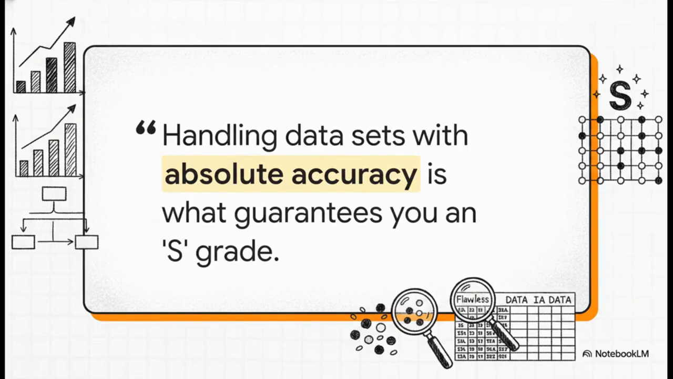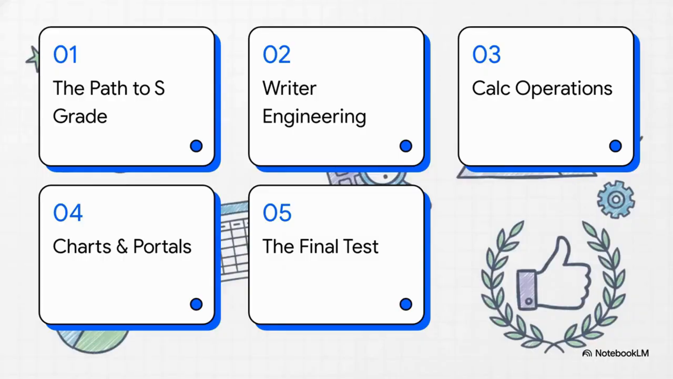Okay, let's dive right into this. Handling data sets with absolute accuracy is what guarantees you an S grade. That mindset right there, that's the ultimate goal of today's blueprint. The examiner doesn't just want right answers. They're looking for flawless execution. The difference between an average score and that coveted S grade comes down to absolute, unwavering accuracy in how you process these data sets.